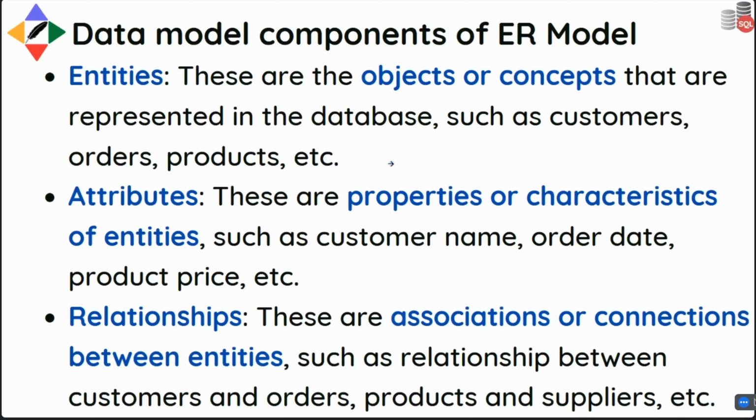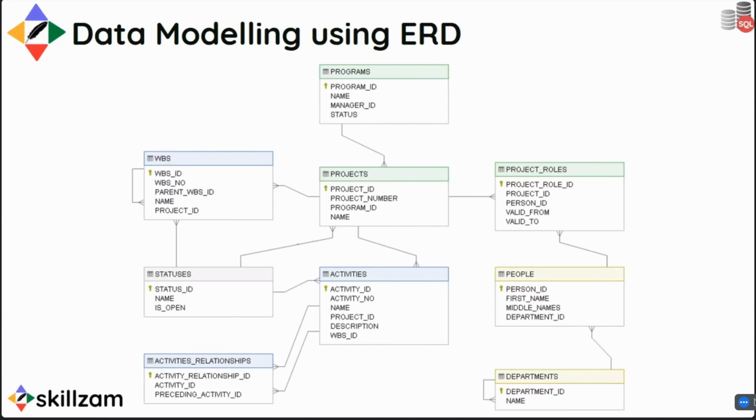All right, understood, guys? This is one ER diagram for data modeling, showing how the ER model works for data modeling components. Because if we talk about this one, you will be able to understand how this is related to ER. Now if you observe this diagram, this is about a project management example. So what it contains: there are programs, there is a WBS, a work breakdown structure, there are projects, there are project roles, all these are called entities.